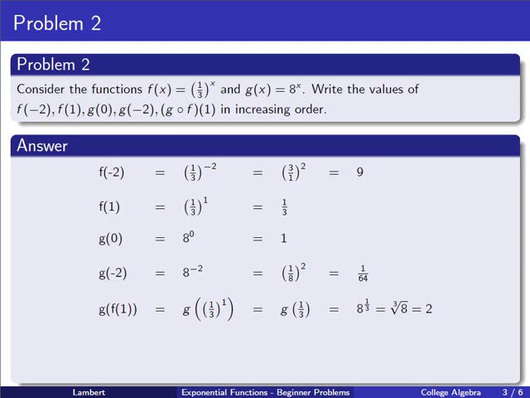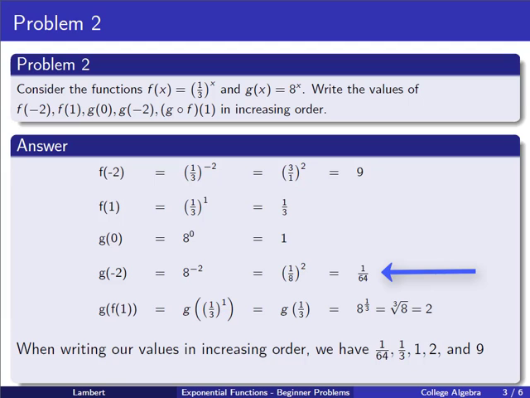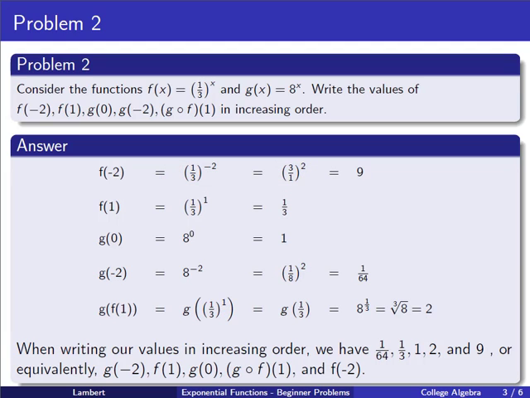Okay, so now let's write these in increasing order. If you look, the smallest value here is actually 1 over 64. And then we have 1/3, 1, 2, and 9. And to write those corresponding to the function, 1 over 64 is g of negative 2. 1/3 happens to be f of 1. 1 equals g of 0, 2 actually corresponds to g composed with f of 1, and 9 corresponds to f of negative 2. So writing that out, you have g of negative 2, f of 1, g of 0, g composed with f of 1, and f of negative 2.